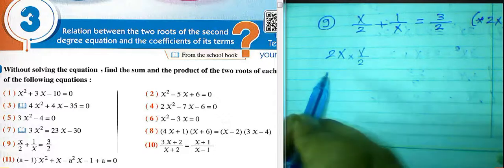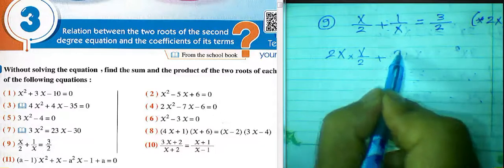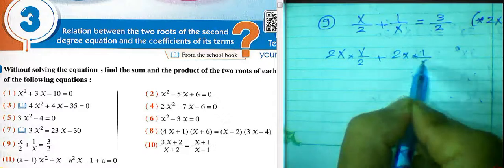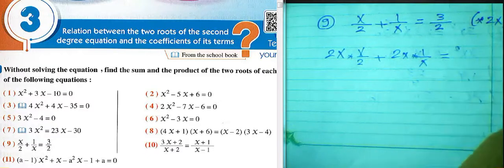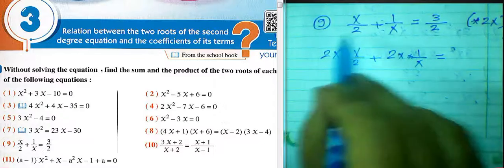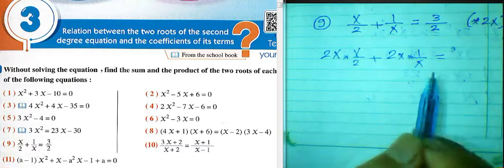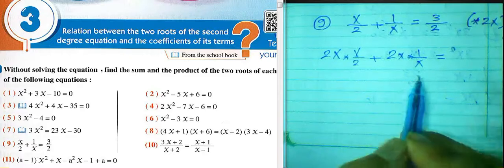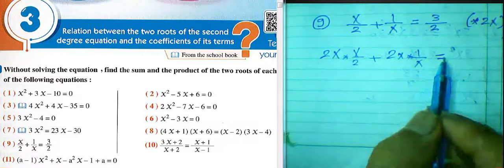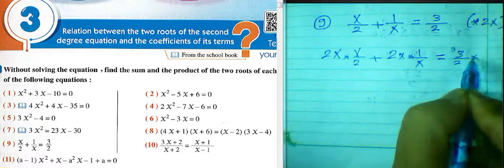x over 2 plus 2x multiply by 1 over x, because 2x is the highest common factor, or least common factor, between the denominators. Least common factor between denominators 2x, because 2 times x equals 2x. We have another method. I will solve another method when I finish it. Okay, 3 over 2 multiply by 2x.